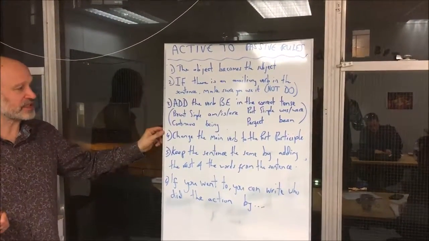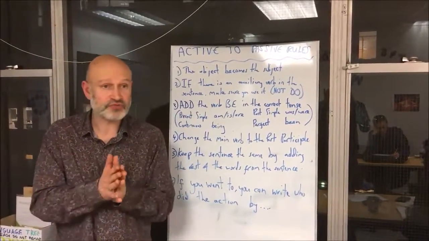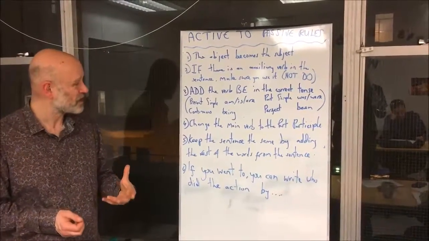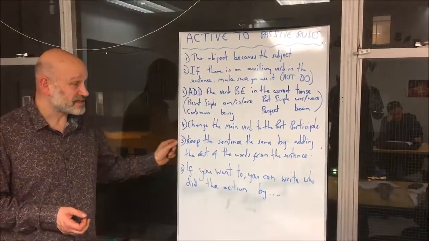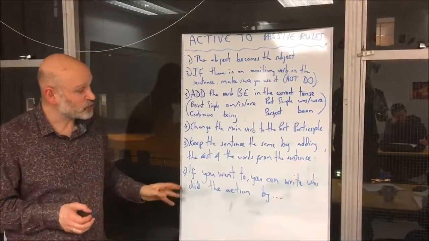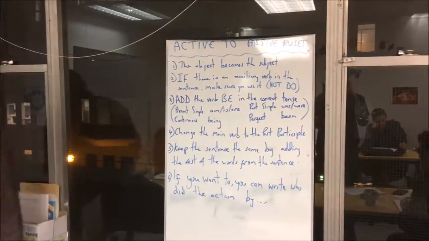And then the last thing we need to do is to change the main verb to the past participle, which is really why it's really important for you to learn all those irregular verbs. Keep the sentence the same. Make sure you add all the words in that were there before. And if you want to, you can also write the person who did the action, but you don't have to.